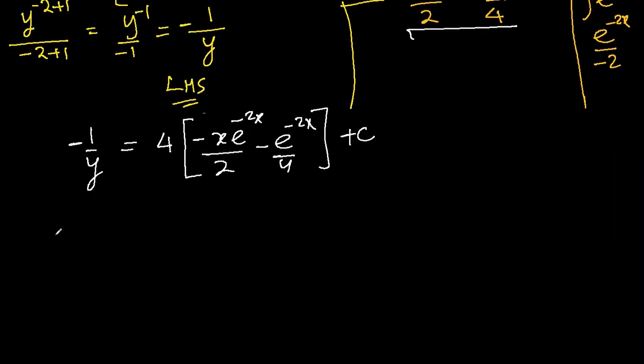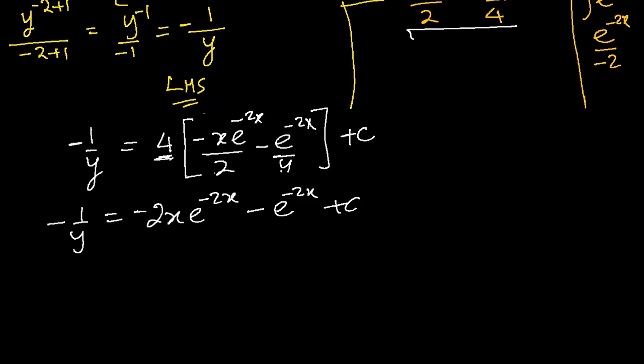Alright, now let's open this bracket. First, minus 1 over y equal to, when 4 multiplies with this 2 will cancel out, so we will be left with minus 2x e to the power minus 2x. When this 4 multiplies with this one, this 4 and this 4 cancel out, and we are left with minus e to the power minus 2x and plus c. We need to evaluate this c before proceeding.